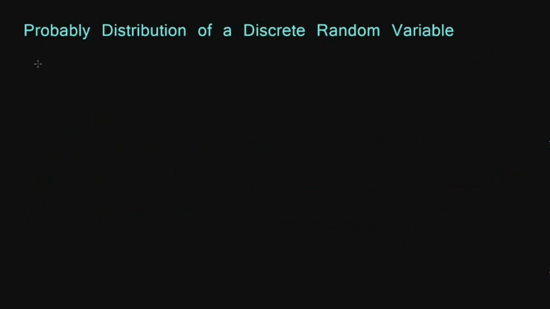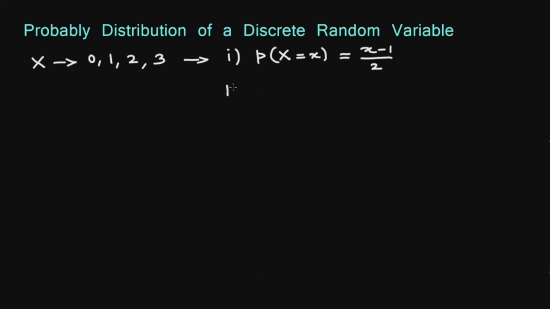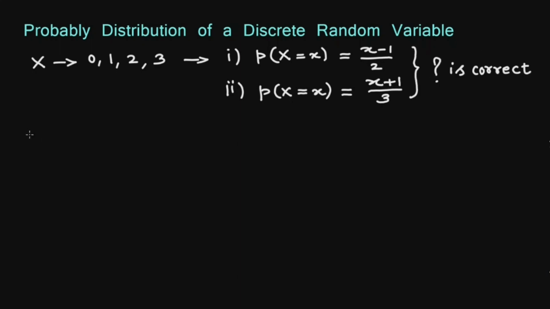In the next example, random variable x takes the values 0, 1, 2, and 3, and the corresponding probability mass function is defined in two ways. Number 1, p of x equals small x equals x minus 1 upon 2, and secondly, it is defined as p of x equals small x equals x plus 1 upon 3, and we have to tell which of them is correct.